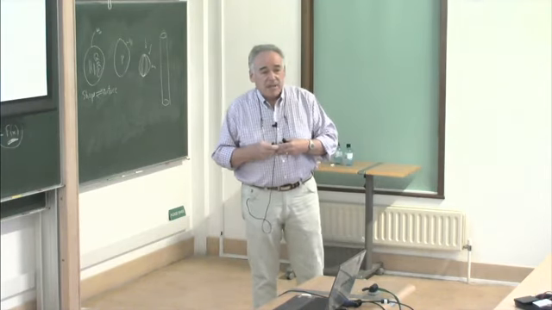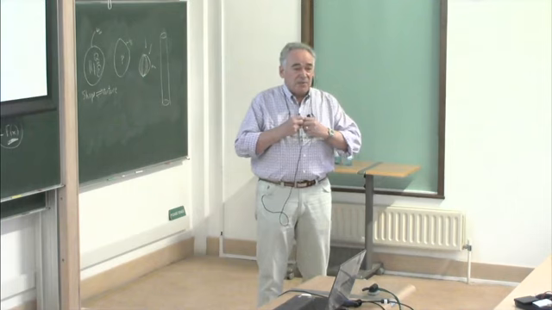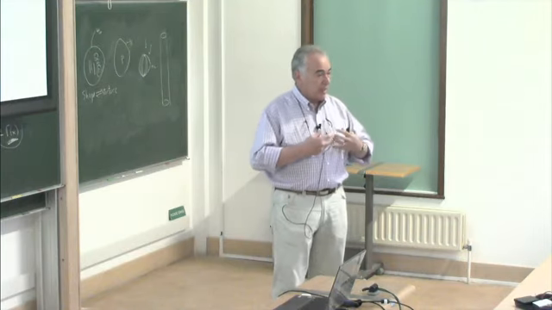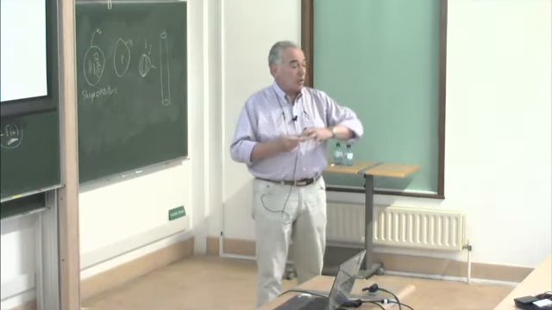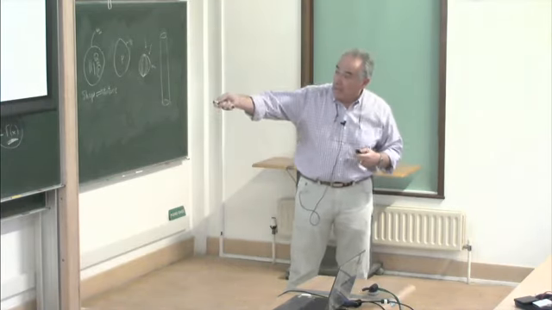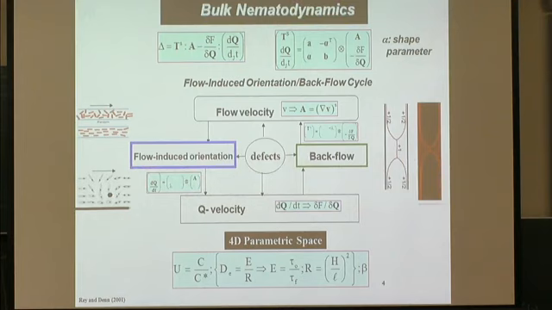Is the system displaying a bad temper? It is frustrated. So you have orientational frustration. The way to relieve frustration, that is orientation gradients, is to nucleate topological defects. And here you have parametric phase space.